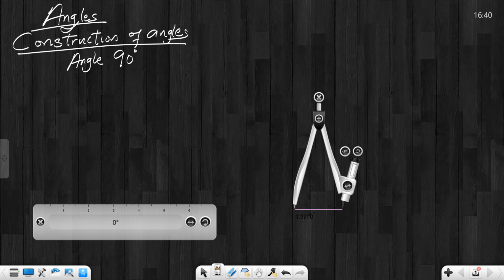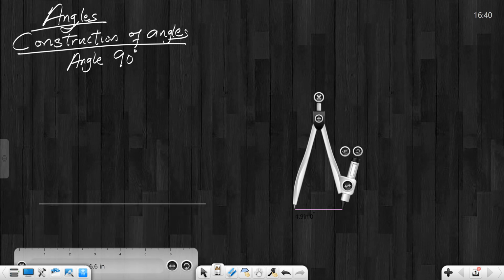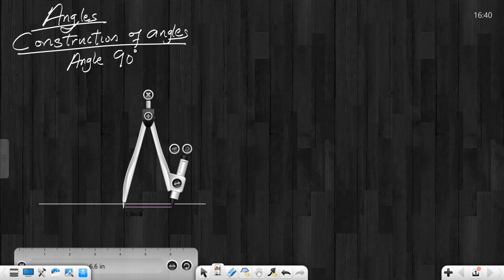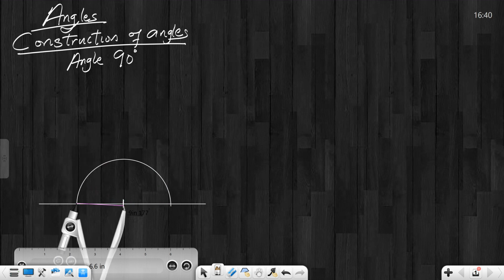Like I said in my previous video, to construct any angle, firstly you need your baseline, and that is my starting line. From this starting line, we need a starting point. Here is my starting point. Then I'm going to place my compass on that point, and I will draw a semicircle. This is my semicircle.